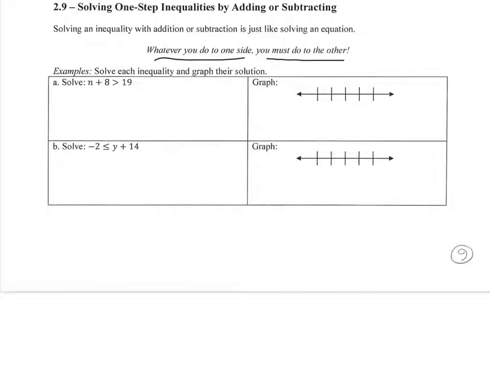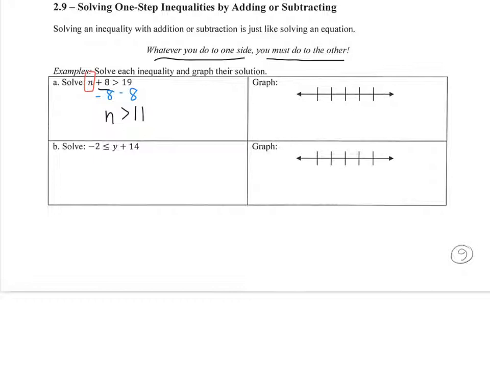To solve n plus 8 greater than 19, what you need to do is get rid of the positive 8 because it's on the side of n. So to get rid of the positive 8, you subtract 8 from each side, and now you have n greater than 19 minus 8, which is 11.